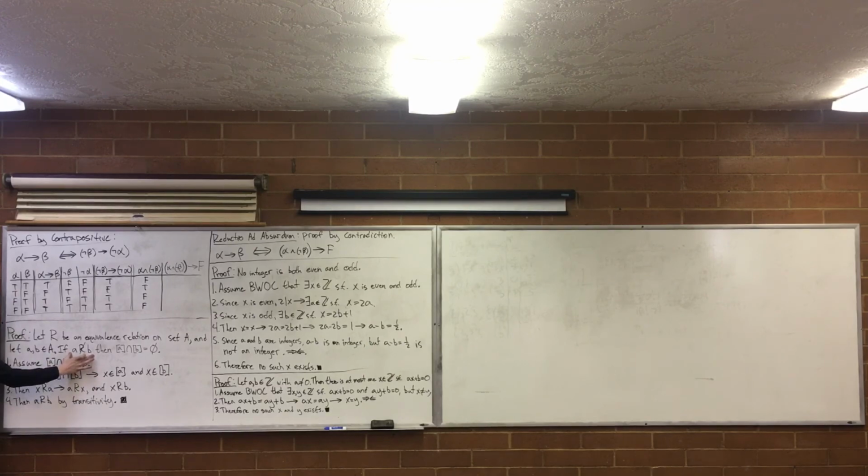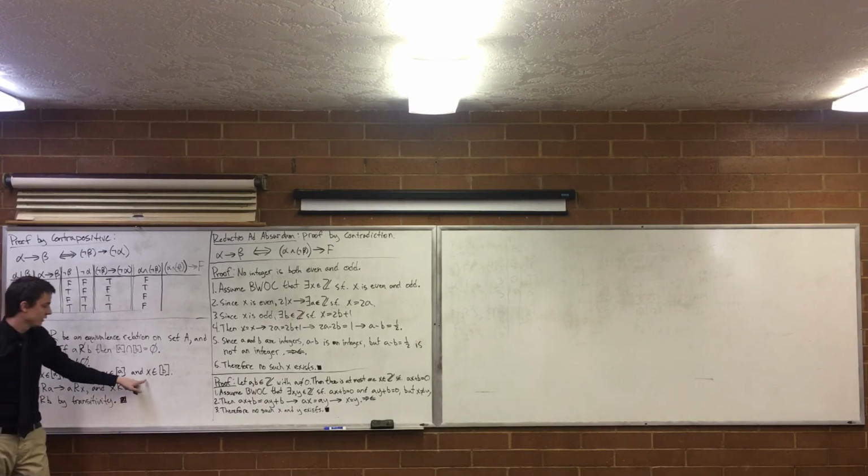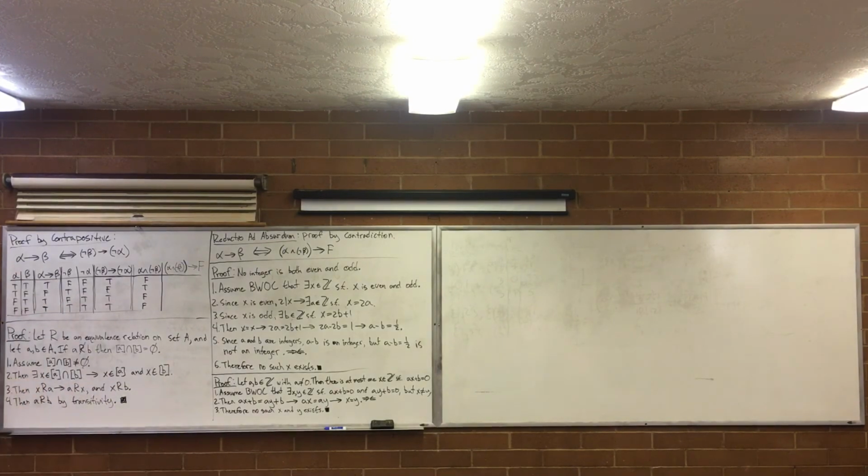So, if not this, then not this is what we're doing. So, assume not beta. Assume that these equivalence classes aren't the empty set, or in other words, they have some element in them. So, assume that the equivalence class on A intersected with the equivalence class on B is not the empty set. Then there exists some element in this set, right? And if X is in the intersection of that set, that means X is in the first one and X is in the second one. That's what intersection means, right?